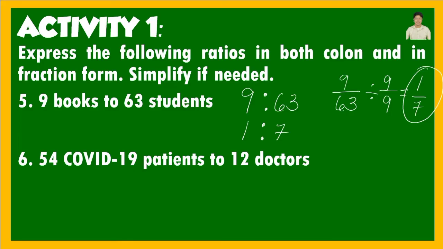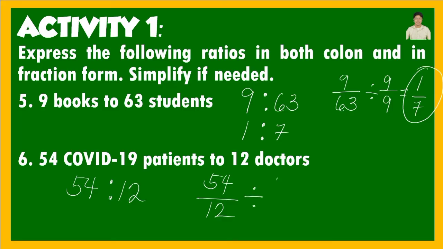So, meron naman tayo dito, number 6, 54 COVID-19 patients to 12 doctors. So, that is 54 is to 12. Next, in fraction form, 54 over 12. So, ang GCF ng 54 and 12, dahil pwede natin i-simplify, 6.